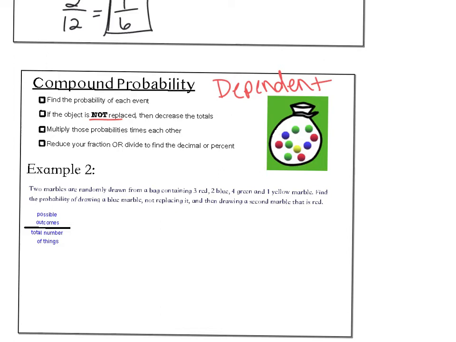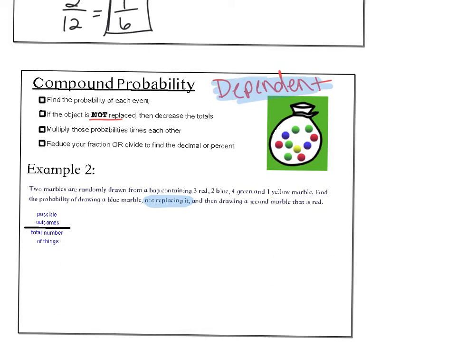We have 2 marbles randomly drawn from a bag that contains 3 red, 2 blue, 4 green, and 1 yellow marble. Find the probability of drawing a blue marble, not replacing it, and then drawing a second marble that is red. Anytime, guys, that you see these words, not replacing it, I want you to highlight that, underline it, circle it. It's important. That means that they are dependent events. They are going to change when something is not being replaced.